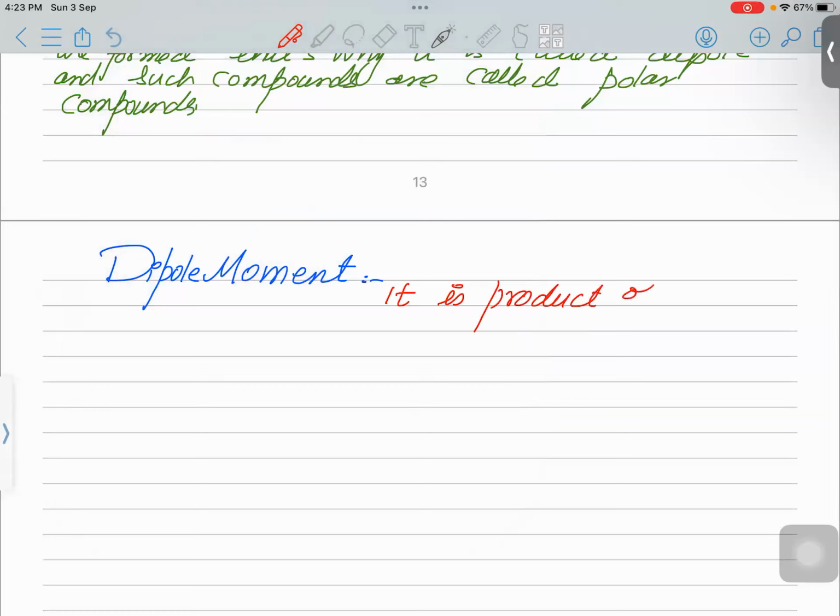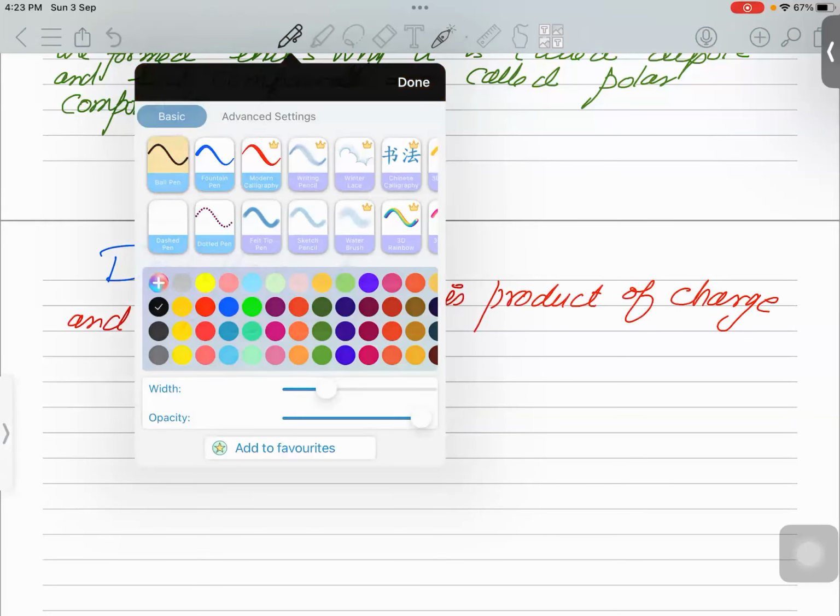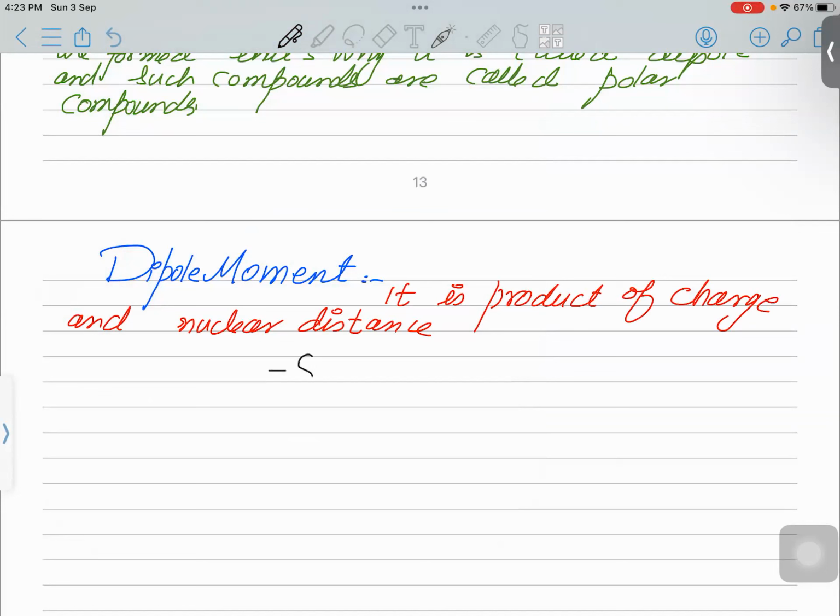of charge and internuclear distance. For example, if you have minus delta and plus delta, the dipole moment is indicated by an arrow. This is the head. This is the tail.